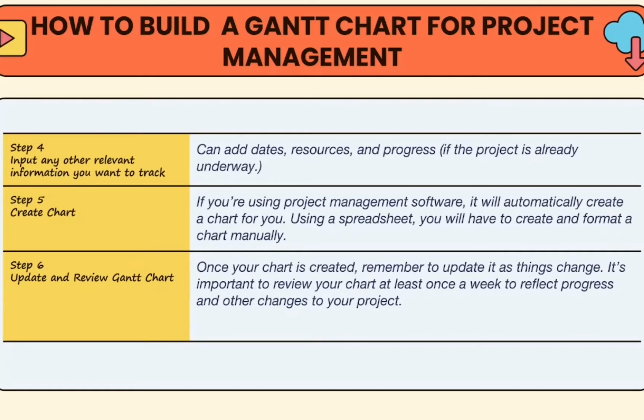Step 4, you need to input any other relevant information you want to track. You can add notes, resources, and progress if the project is already underway. Step 5, you need to create the chart. If you're using project management software, it will automatically create a chart for you. But if you're using a spreadsheet, you will have to create and format a chart manually. And last step, you need to keep updating and reviewing the Gantt chart.